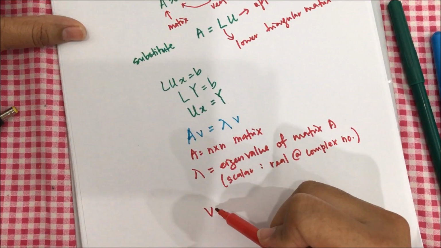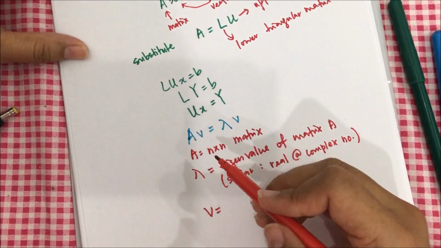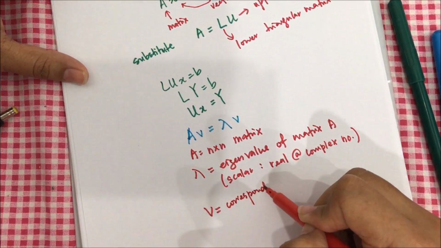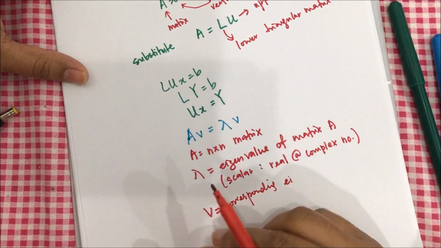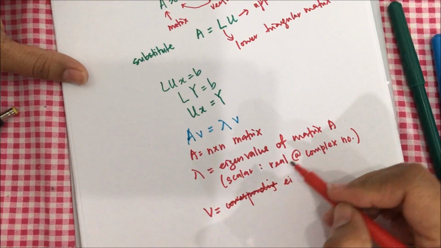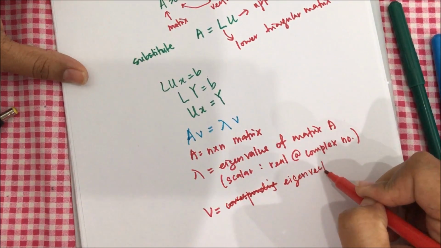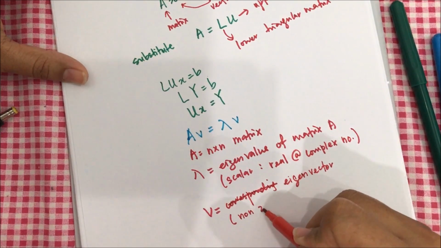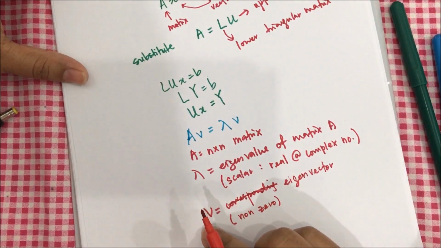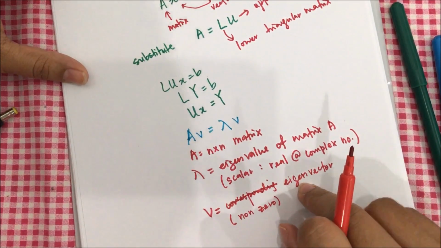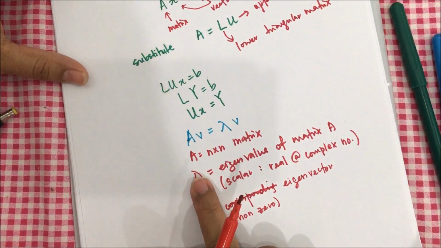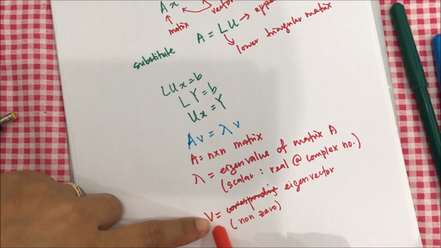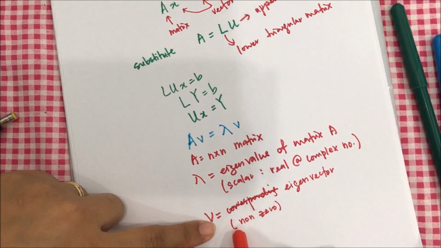And then v is the corresponding eigenvector. V is the eigenvector, and this eigenvector has to be a non-zero value. So actually, this eigenvector can be many. It depends on the eigenvalue. So one eigenvalue may have a lot of eigenvectors.